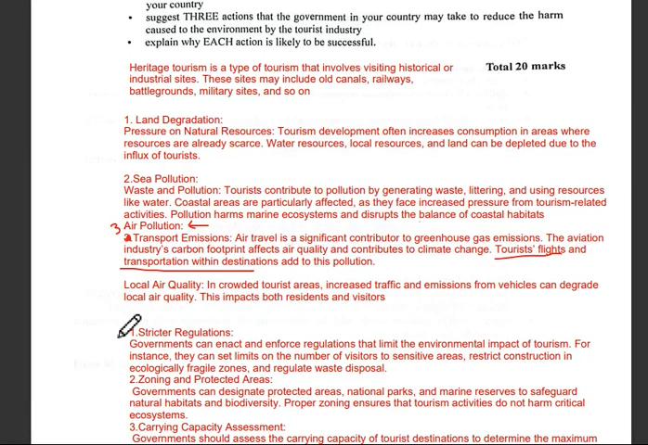Alright, good. The second one would be zoning and protected areas. So zoning and protected areas would be where the government can also designate, and designate would be like the government could also implement the protection of the area. Simply meaning national parks, like for example marine reserves, to safeguard the natural habitats and biodiversity. Also, proper zoning would ensure that tourism activity does not harm the critical ecosystems. Alright guys, good.